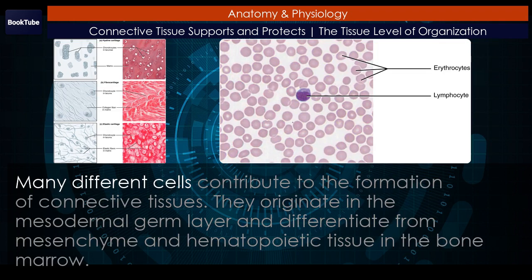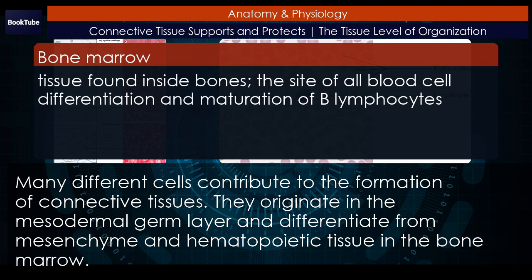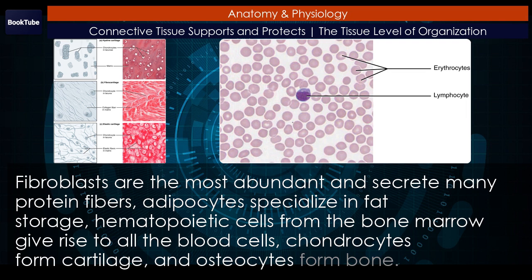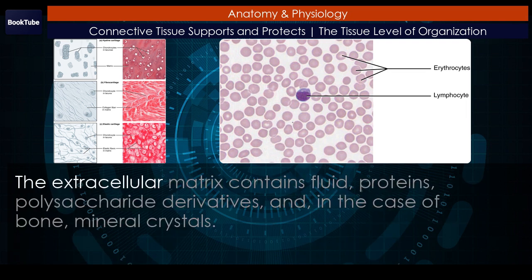Many different cells contribute to the formation of connective tissues. They originate in the mesodermal germ layer and differentiate from mesenchyme and hematopoietic tissue in the bone marrow. Fibroblasts are the most abundant and secrete many protein fibers. Adipocytes specialize in fat storage. Hematopoietic cells from the bone marrow give rise to all the blood cells. Chondrocytes form cartilage, and osteocytes form bone. The extracellular matrix contains fluid, proteins, polysaccharide derivatives, and, in the case of bone, mineral crystals.